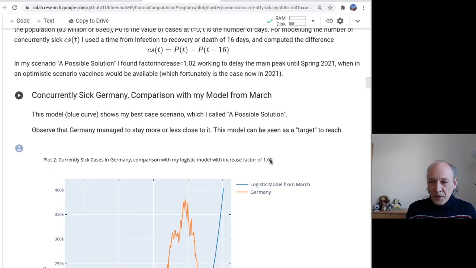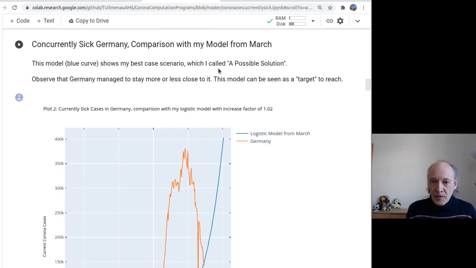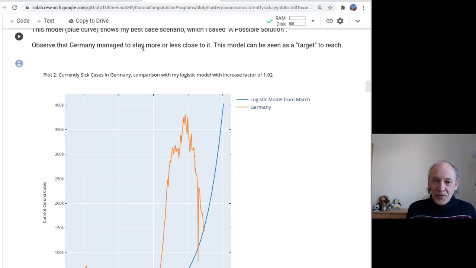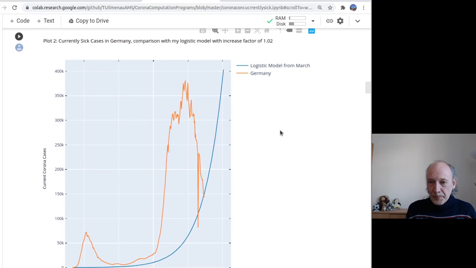So here's now the comparison between my model and the actual data. Here we have the concurrently sick of Germany from the data, and then the comparison with my model from March, my possible solution model. And here we can see that Germany stayed more or less close to this model, and this model can be seen as a target to reach by the measures. So here you can see it. Here in blue you can see my logistic model starting here on March 1st. Here we can see the spring peak going up to 70,000 concurrently sick in Germany.